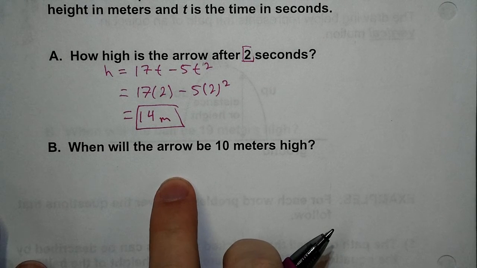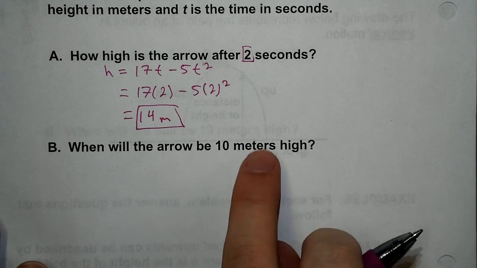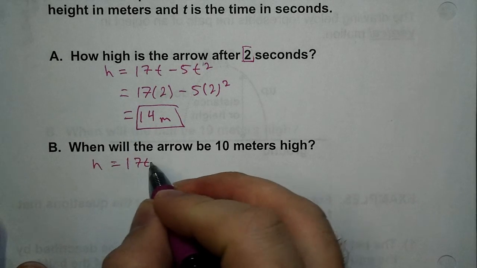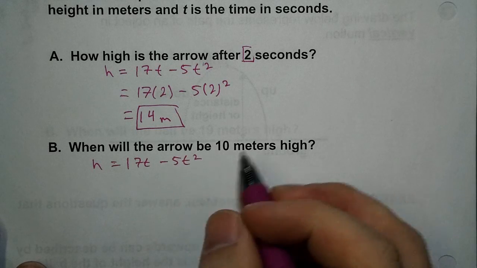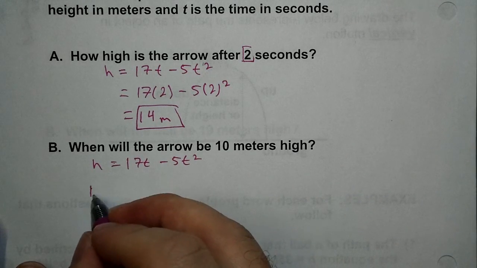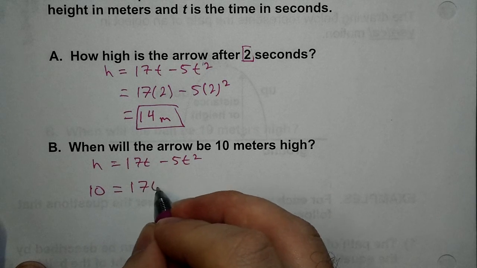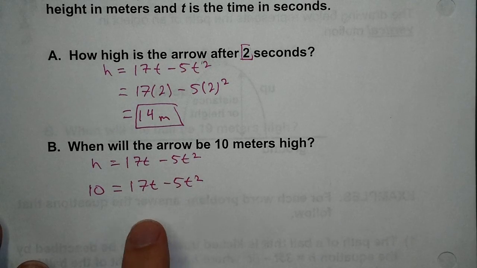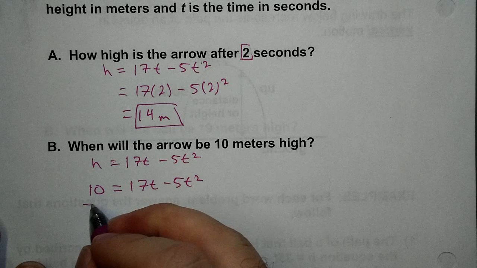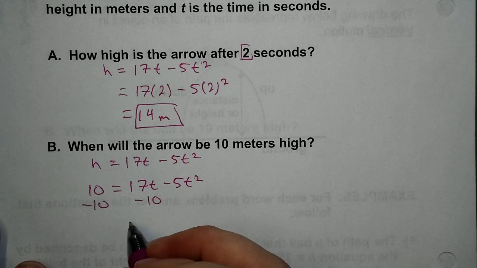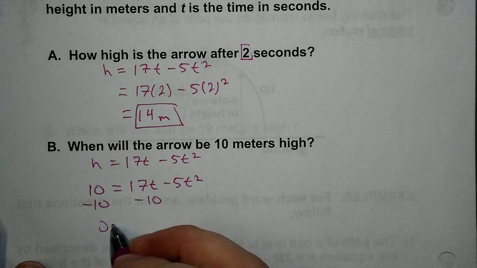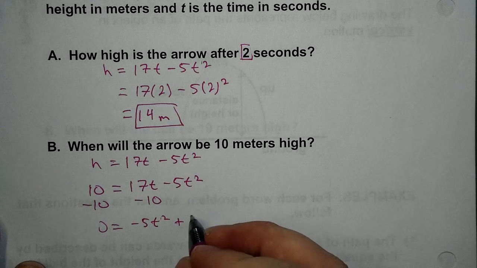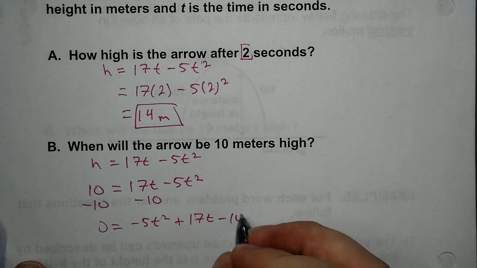Now, the next question says, when will the arrow be 10 meters high? Well, once again, we've got to plug in for the height. So if we had h equals 17t minus 5t squared, and we're plugging in 10 for the height, we get 10 equals 17t minus 5t squared. Well, this is almost a quadratic. I just need to move that 10 over. So minus 10, and let's put it in standard form. So 0 is equal to negative 5t squared plus, because it's positive, 17t minus 10.